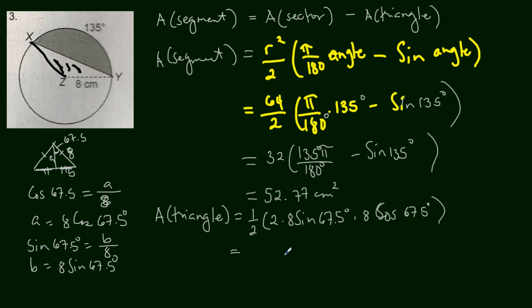If you solve that, this one will become 1. So we have 64 sine 67.5 degrees cosine 67.5 degrees. Then if you calculate that with the calculator, we will get 22.63.